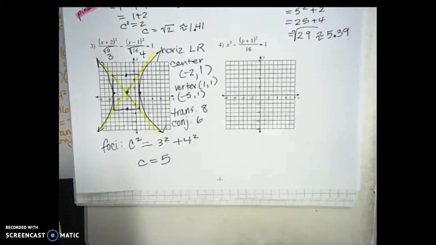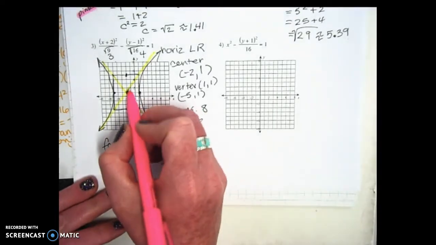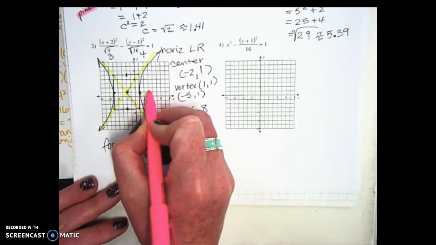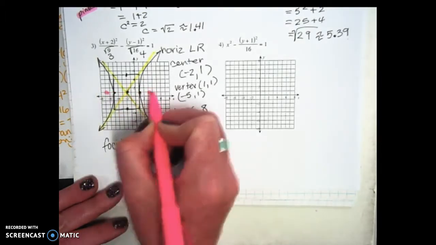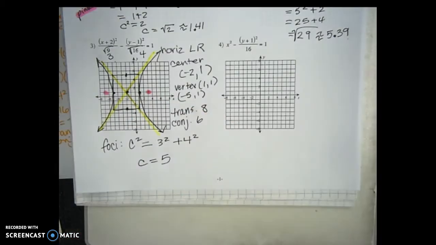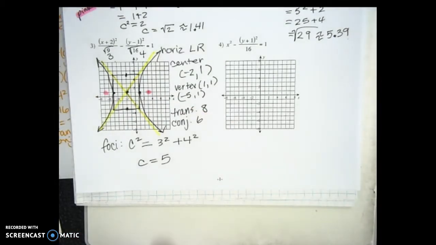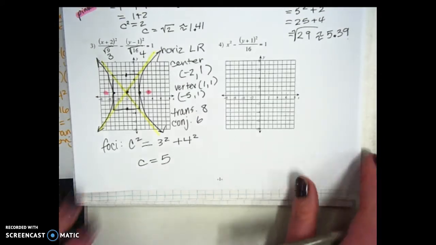So from the center, count 5 each direction and put a point. 1, 2, 3, 4, 5. 1, 2, 3, 4, 5. All right, any questions on 3?